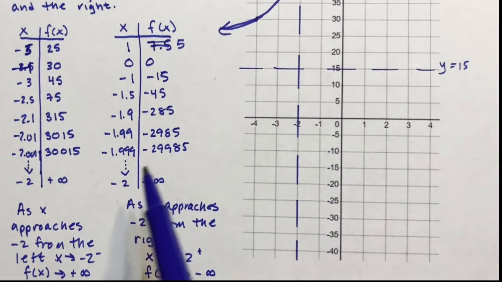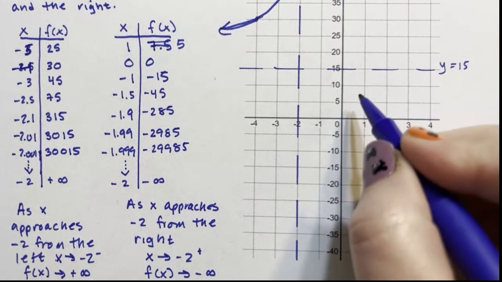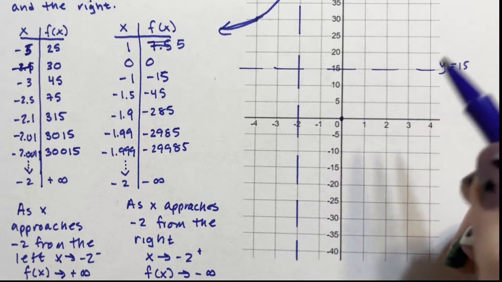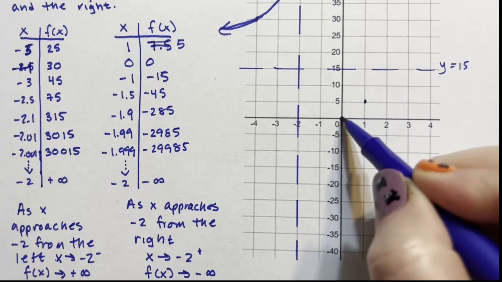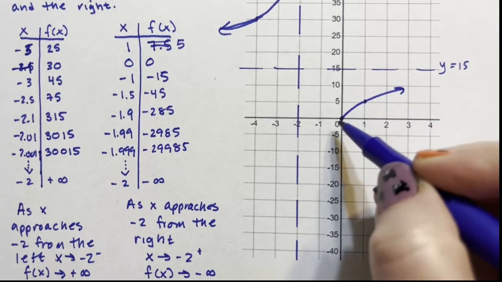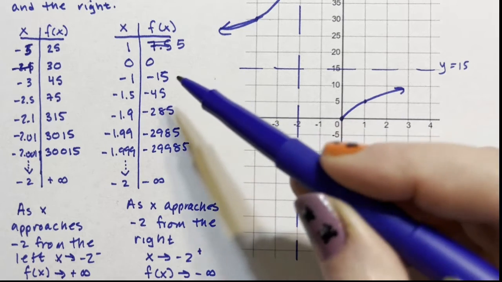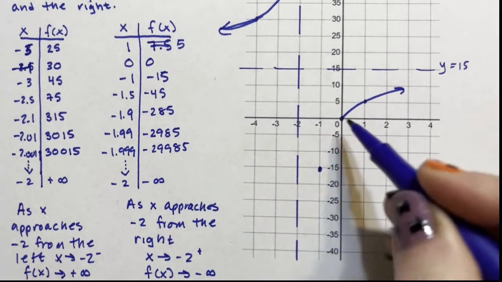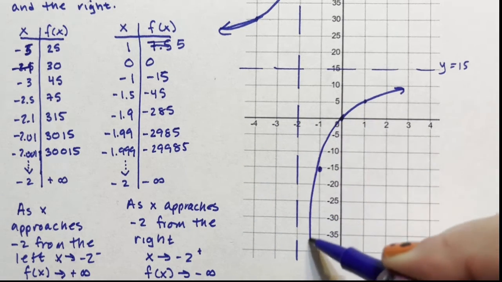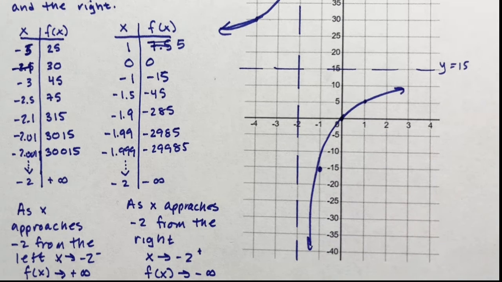And over on this side, we actually hit the point 0, 0. And at 1, we were at 5. We were heading this way. At negative 1, we were at negative 15. At negative 1.5, we were at negative 45 already, which is already off the graph. And this is kind of a basic sketch of what our graph looks like.